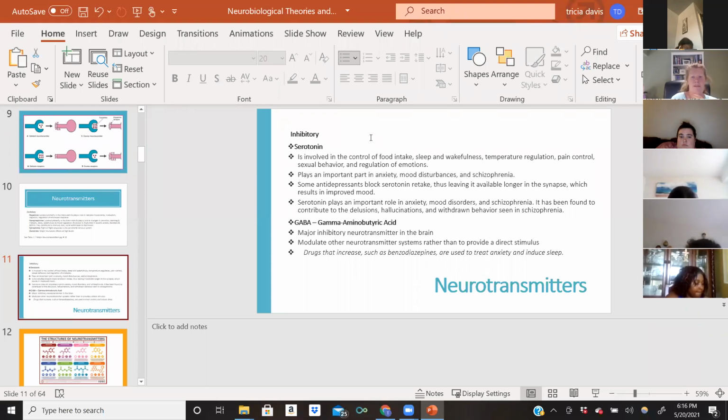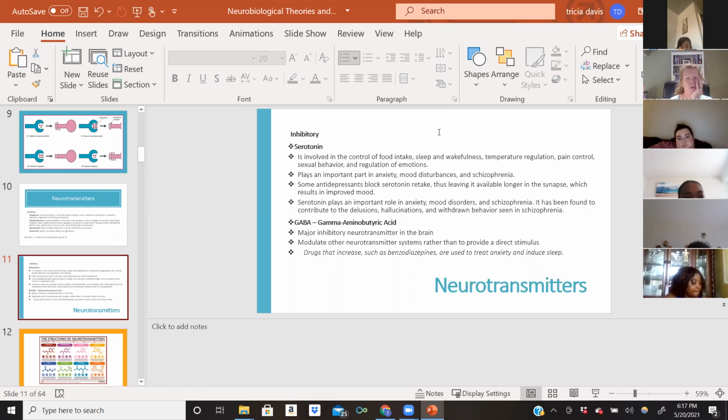Serotonin is involved in the control of how we regulate our food intake, also has a role in our sleep-wake cycle, our temperature regulation, how we control our pain, our sexual behavior, and how well we regulate our emotions. It also has a huge role in anxiety, mood disturbances, and schizophrenia. Some antidepressants will block serotonin reuptake, which allows it to stay longer in the synapse, which will absolutely bring your mood up, improve your mood, because your body has more serotonin.